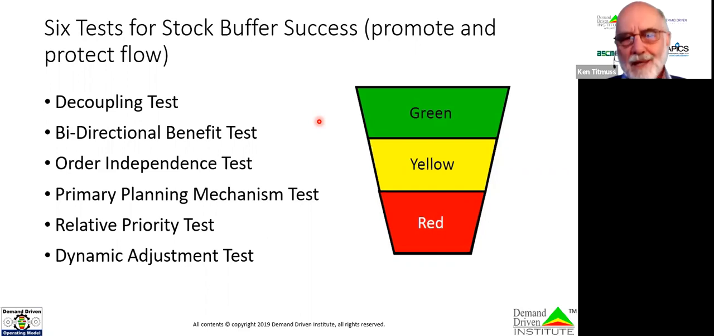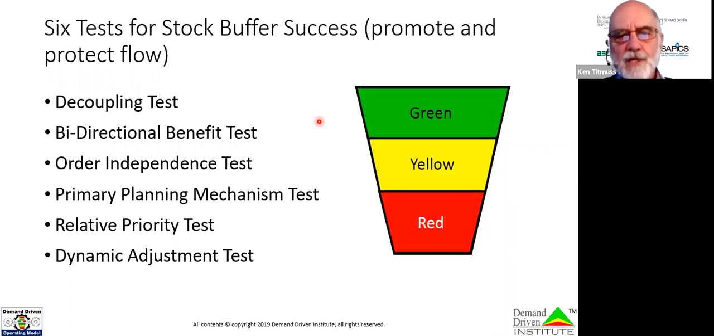It should be the primary planning mechanism. Well, we know that the DDMRP buffer is the primary planning mechanism. It determines when we need to replenish the stock in that buffer. We also have the relative priority test. We know which buffers are in better condition than other ones. What color are they in, and what's the percentage of the buffer left? So we have a relative priority between one material and another material.